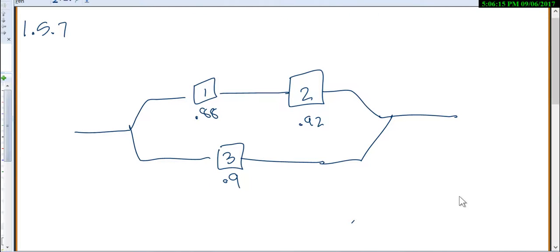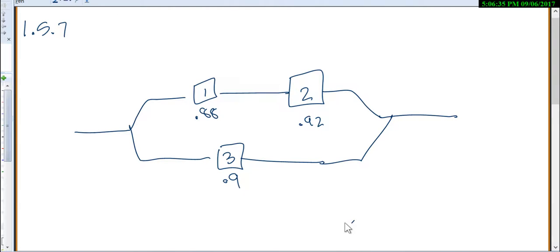In 1.5.7, we have this switch diagram. So a message comes in and can either go to the top or the bottom. It has a 0.8 chance of getting past switch 1, 0.92 chance of getting past switch 2, and 0.9 chance of getting through switch 3. And it asks, what's the probability that it makes it through?